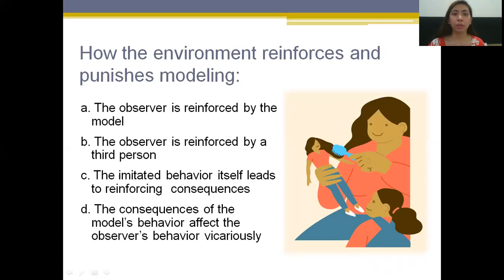Now, this is how the environment reinforces and punishes modeling. First, the observer is reinforced by the model. Second, the observer is reinforced by a third person. Third, the imitated behavior itself leads to reinforcing consequences. And fourth, the consequences of the model's behavior affect the observer's behavior vicariously.